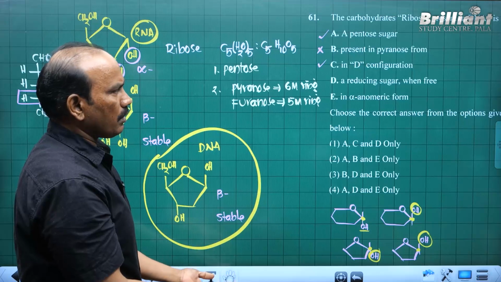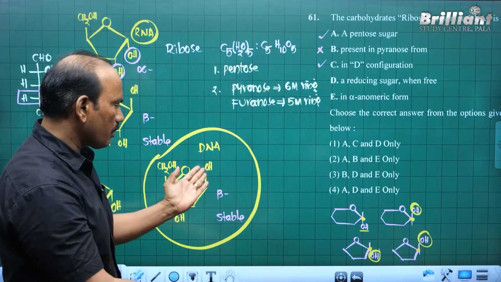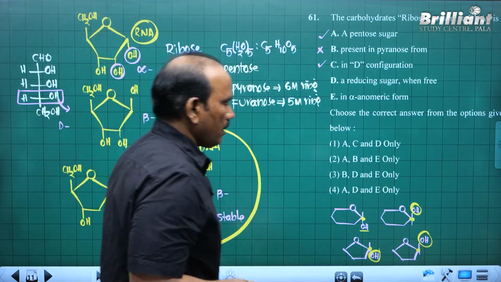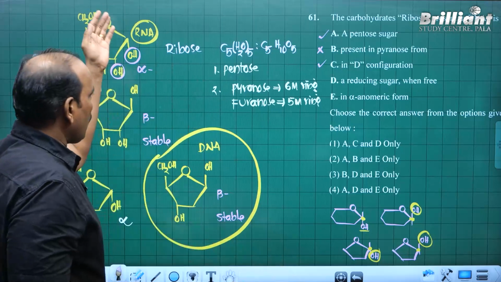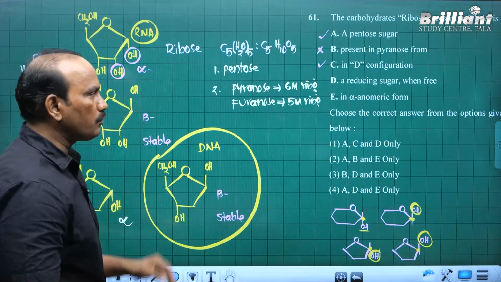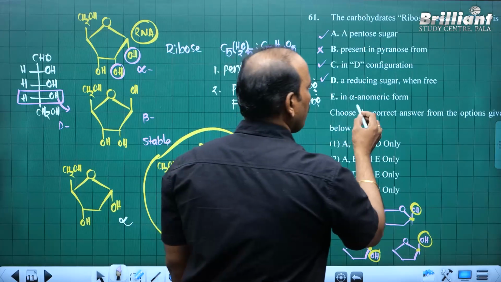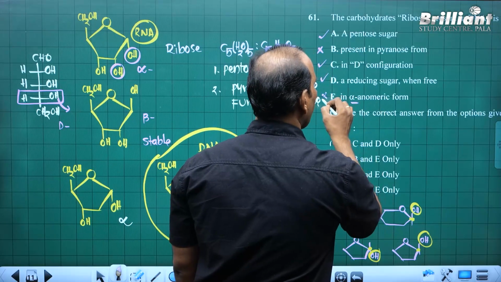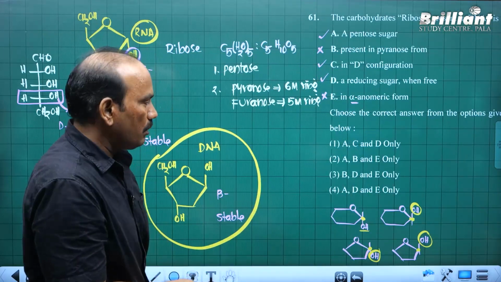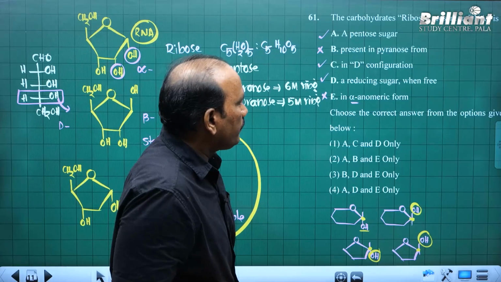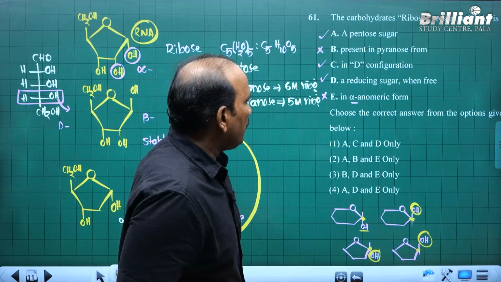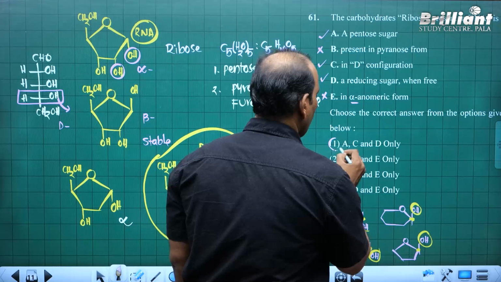Is it a reducing sugar? Yes, because the anomeric carbon is there. Not only that, all forms, alpha and beta, are reducing sugars. This is correct. Is it the alpha form? That is wrong; the beta form is present in this one. So the correct options are A, C, D.